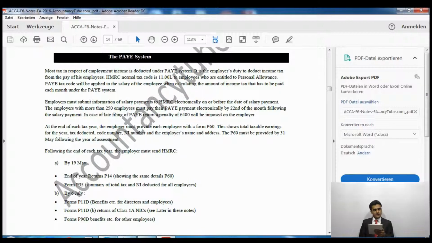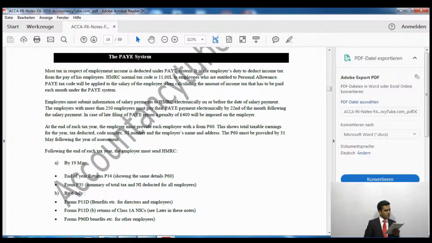The tax year ends on 5th of April, isn't it? So for our current tax year, which ends on 5th of April 2017, the employer must send to HMRC, by 19th May, obviously after the end of the tax year, the end of year return, which is P14. It has exactly the same details as the P60, which is for employees. Form P30 also needs to be submitted by 19th of May, which details the total tax and NI deducted from all employees.